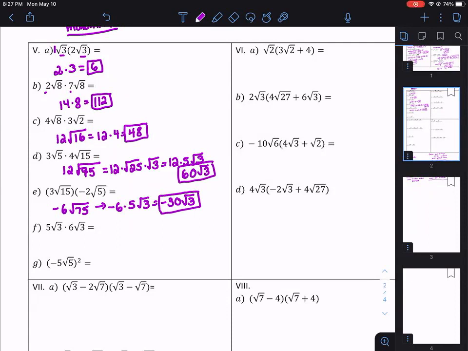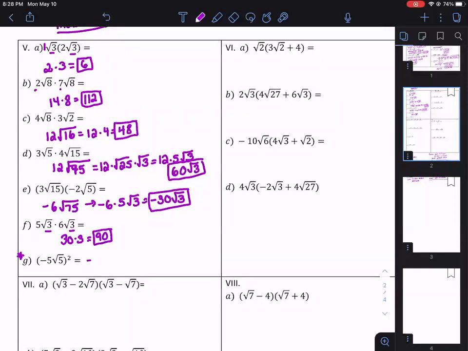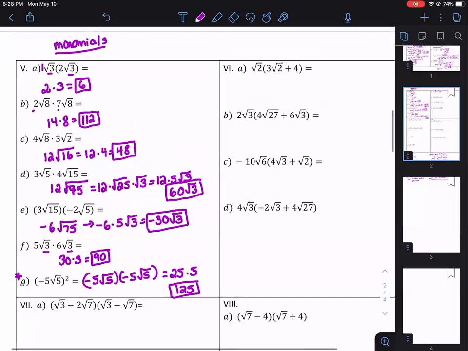For F, we're going to multiply 5 and 6 to give us 30, and then the radical parts to give us 3. 30 times 3 is 90. And just for the special case of G, we know that anytime we square something, we multiply it by itself. So please make sure to do that. I'm telling you, you'll probably see a question like that on my test as well. The 2 radical 5s, the 2 5s in front become positive 25. The radical 5s become 5. And that's 125 as a positive solution.